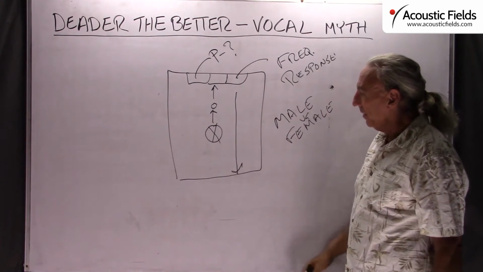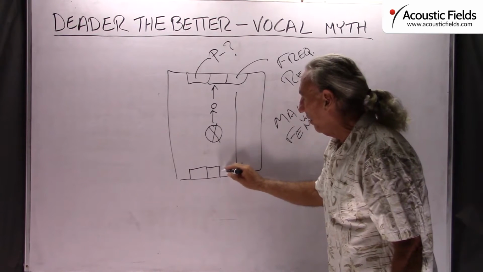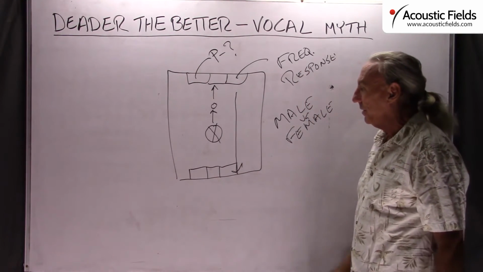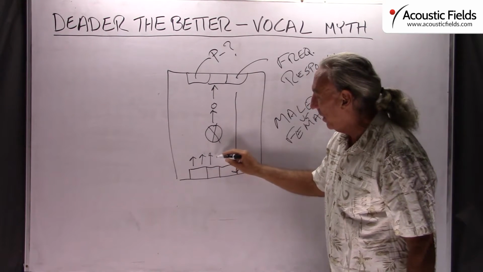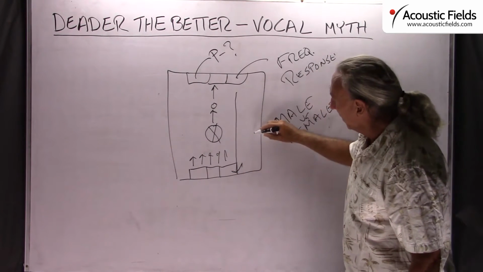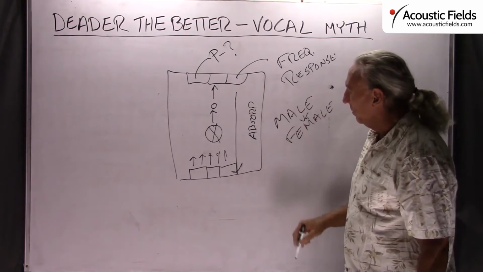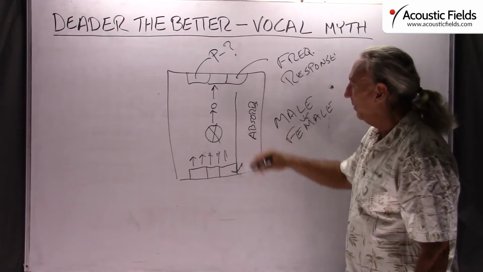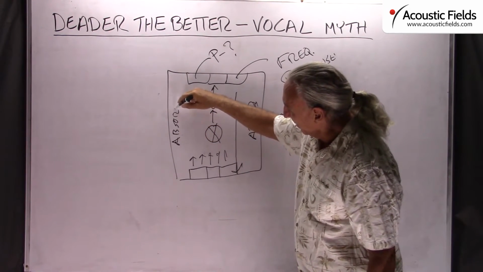Now, a lot of guys are using both diffusion on the front and the rear wall now. We've got some engineers that are doing that. So you're going to get a diffused surface on the rear wall. We're still using absorption on the sides. We're still using absorption on the side wall. So that's been the common setup right now.